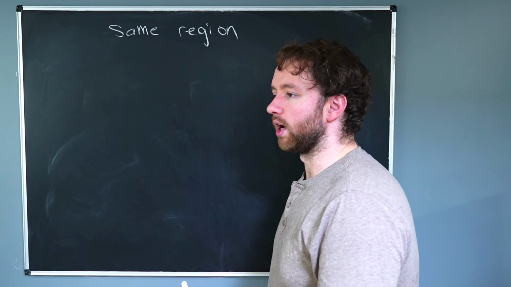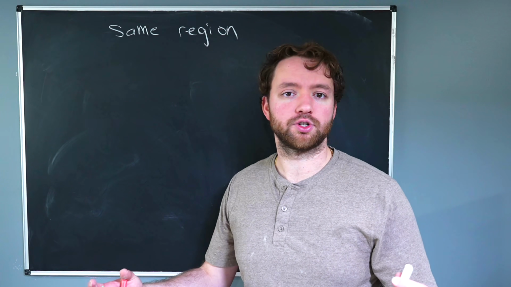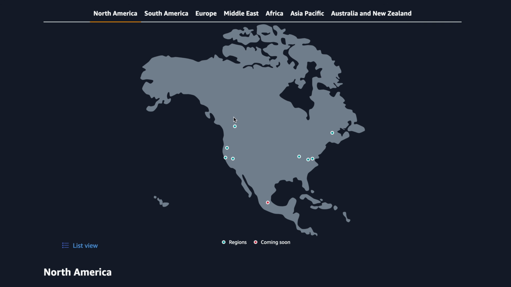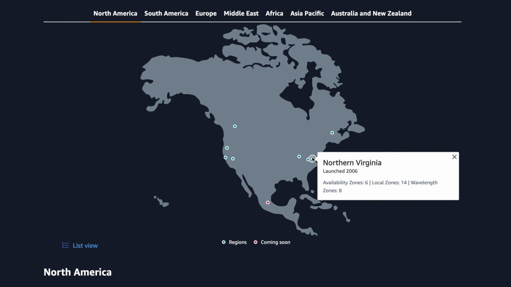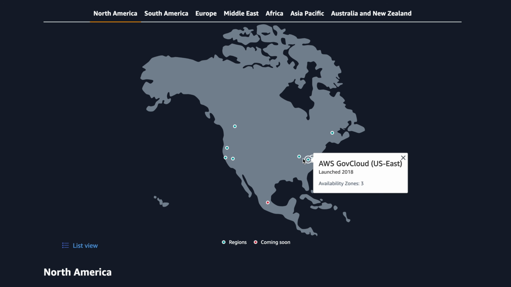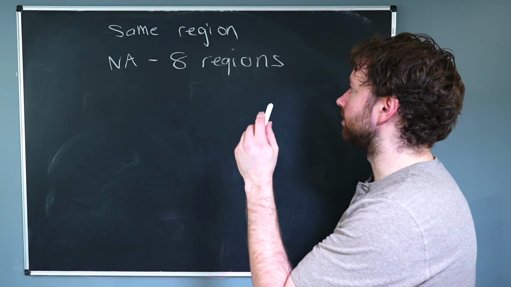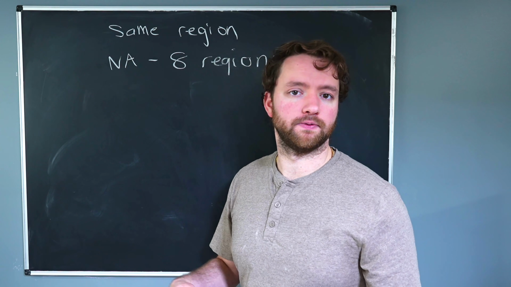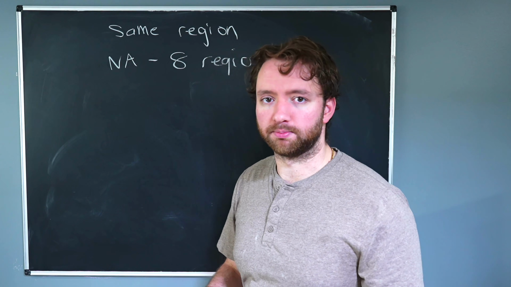So within AWS, you will have a collection of different regions based on continent. For example, in North America, there are currently 8 regions, and I think a 9th one is coming soon, and that's based on the time of this recording. So these numbers might change in the future, but there's 8 different regions in North America right now. You'll probably want to pick a region that's fairly close to the users of your application.